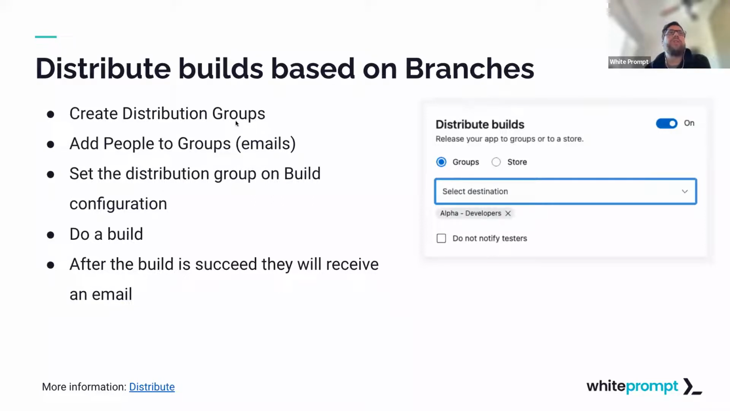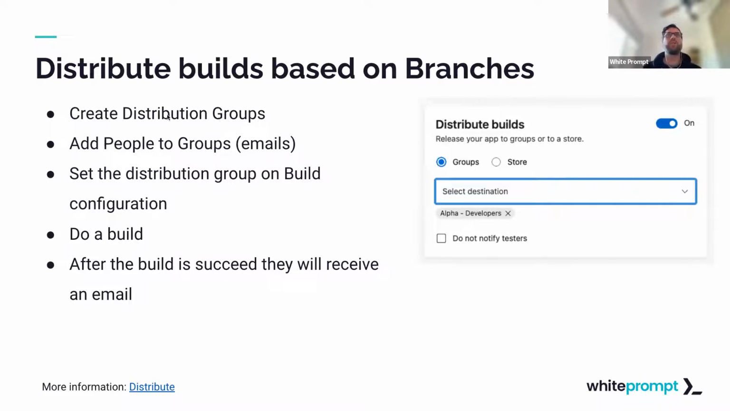So you can create distribution groups. You can create a different group per different branches. For example, the development branch is going to send an email to the developers. The staging branch is going to send an email that the application is ready for the product owners, and the main branch is going to distribute directly to the stores.